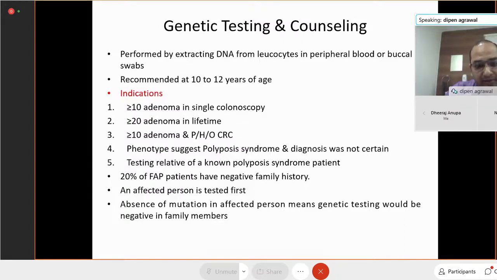The affected person should be tested first. Absence of a mutation in the affected person means genetic testing would be negative in the family members.